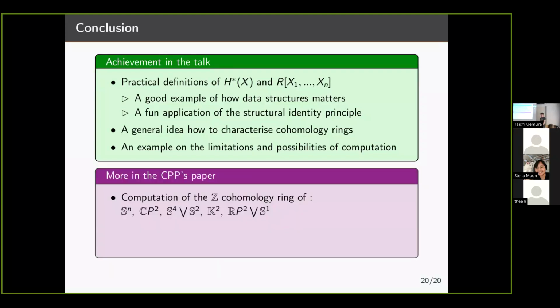So you will find a bit more stuff in the paper, much more details, of course, and some computation. And also what I haven't said is that what we have done so far is Z cohomology, but we have also formalized the Z mod 2 cohomology ring and defined, more generally, with Axel's work, G cohomology. So you will find some details on that in the paper.